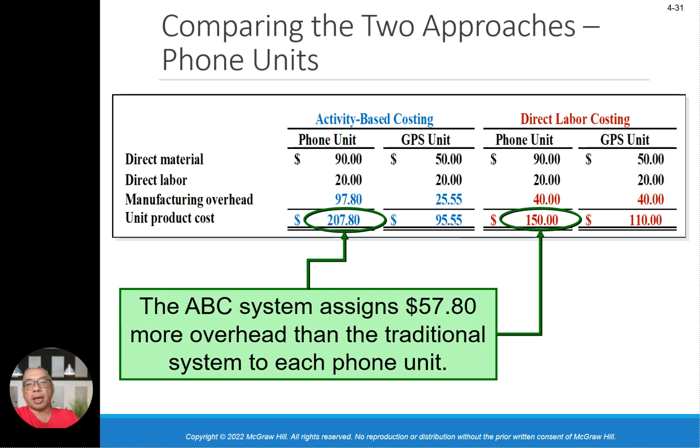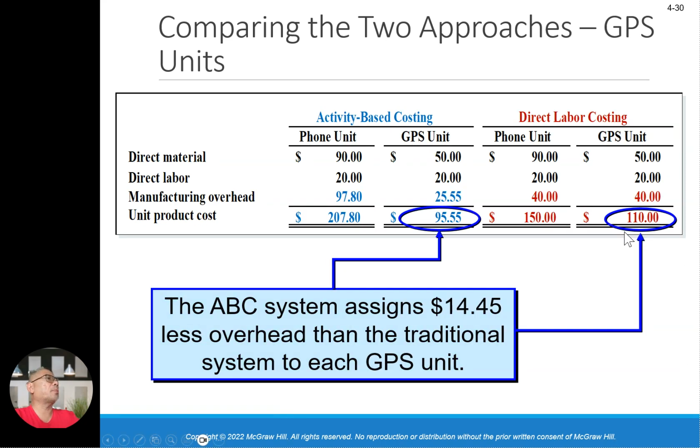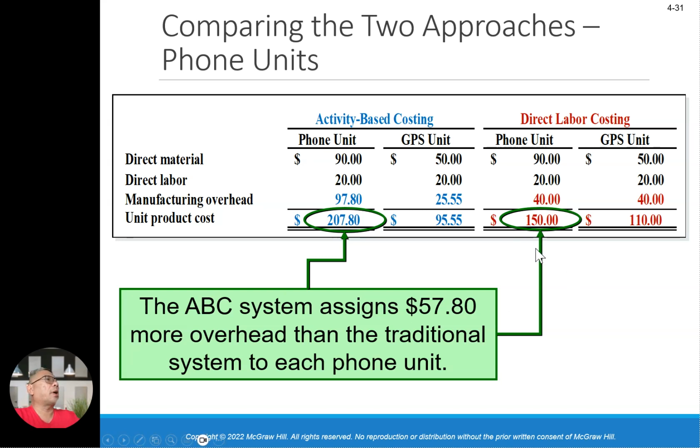Look at the case again. Go back to the first one. The difference between here and here is 14.45. Let me go back to the slide here. From 150 to 207, the difference is 57 more overhead. That's the difference for the phone unit.